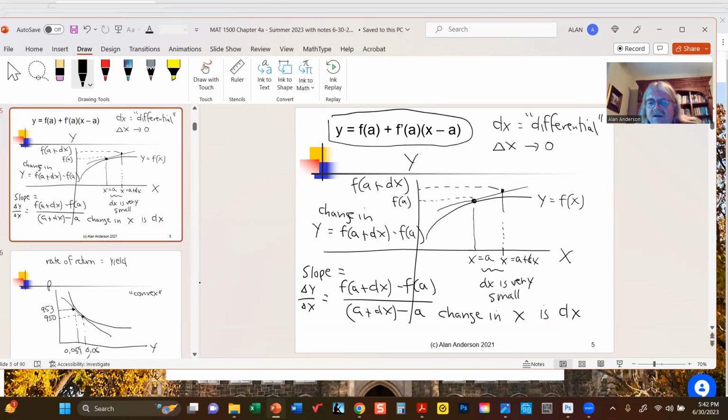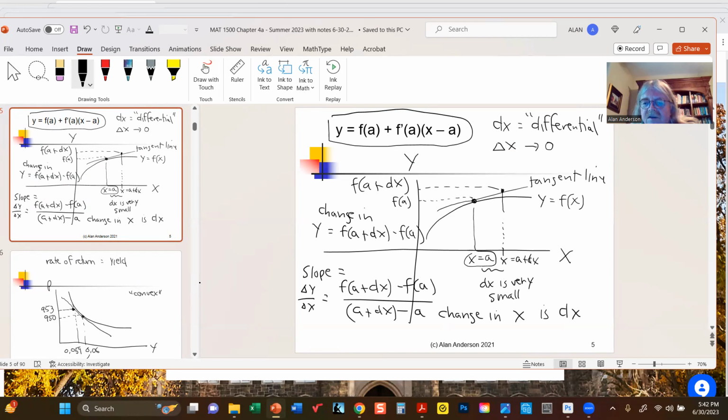So here's what's going on here. You notice how this y equals f of x is a curve. Directly above is a straight line. This is, of course, the tangent line to the function. It touches exactly at the point x equals a. And directly to the right of that, we have a very close point, a plus dx.